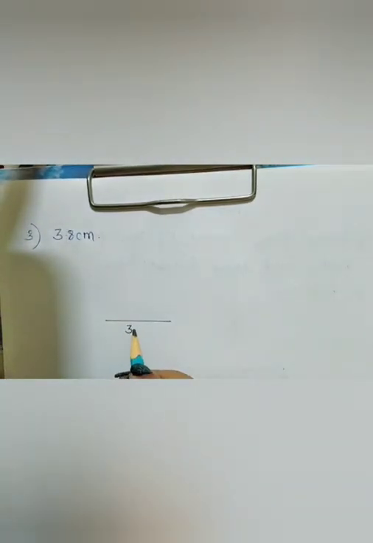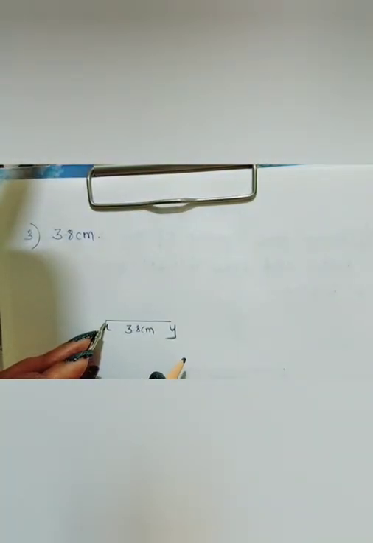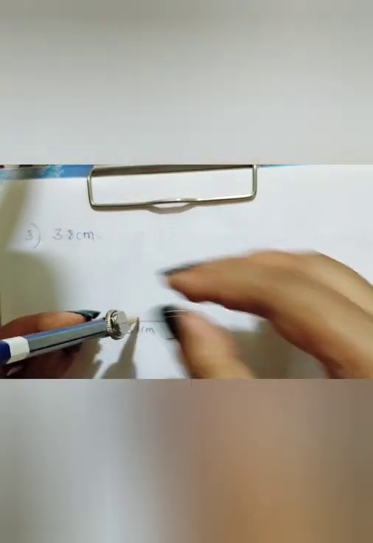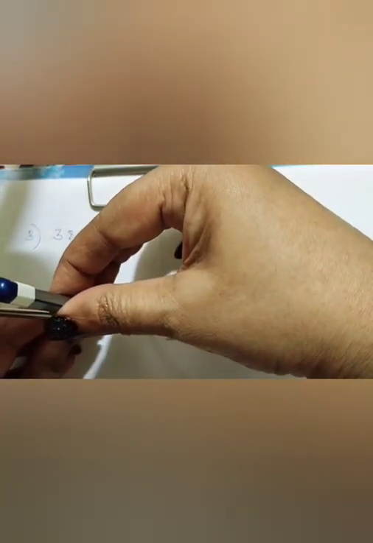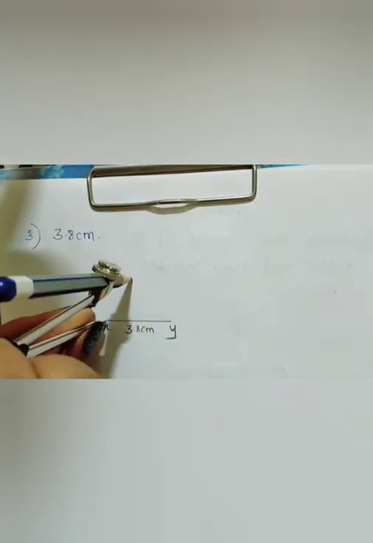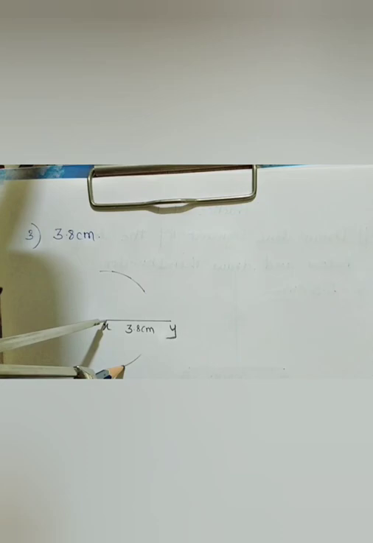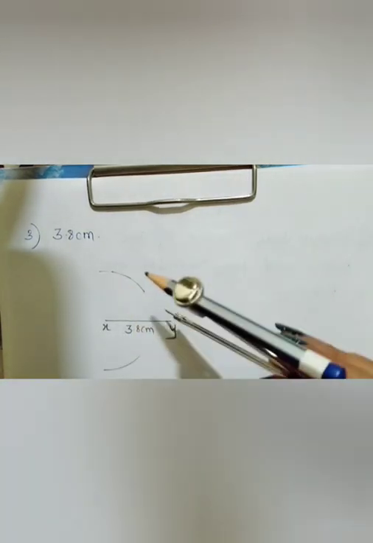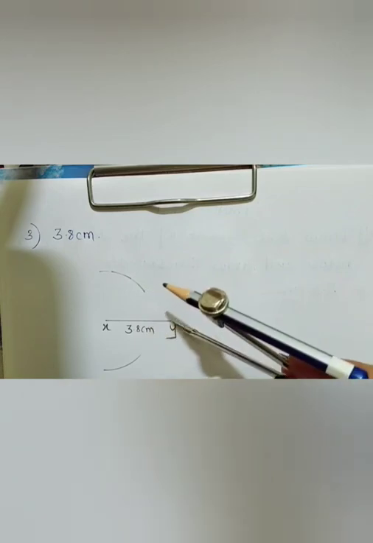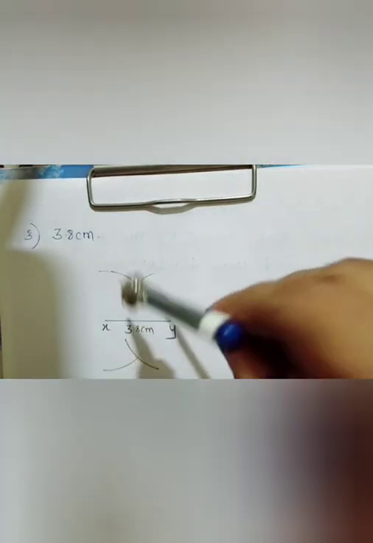Okay, 3.8 centimeter. I will give the names X and Y. Okay. Now we have to draw a perpendicular bisector on this. I will keep the compass on point X. We will check the midpoint. I will take more than that of the midpoint. Okay. Now we are going to draw an arc on both sides. I hope it is visible. Okay, now the same compass I will keep with the same measure on Y.